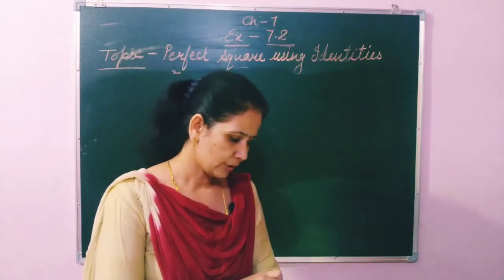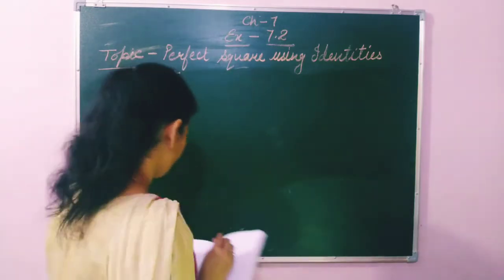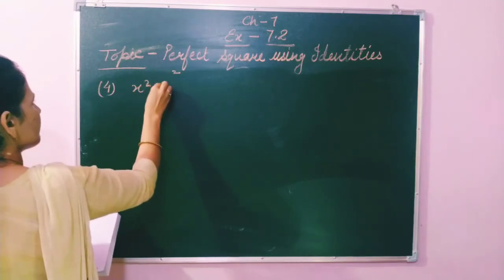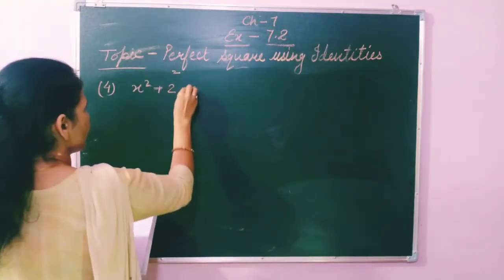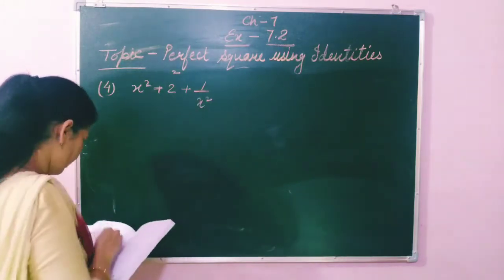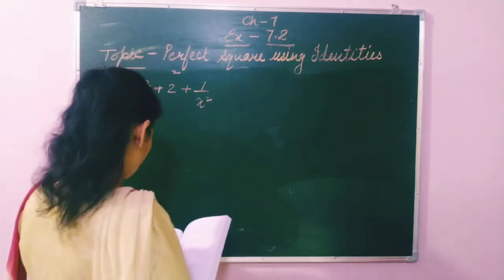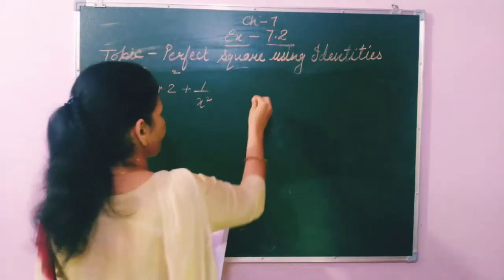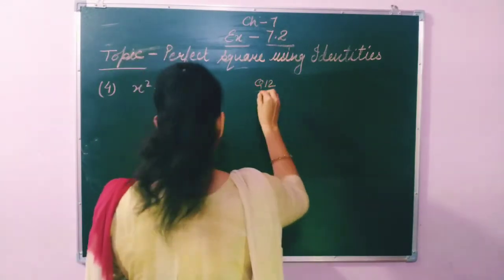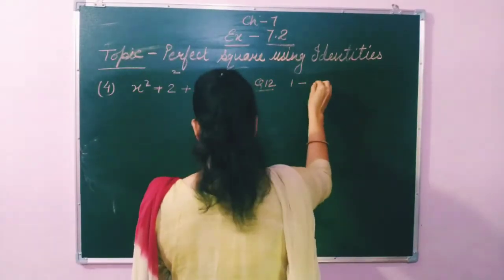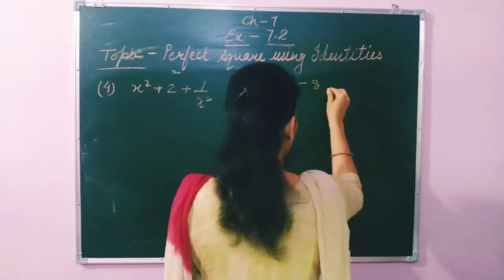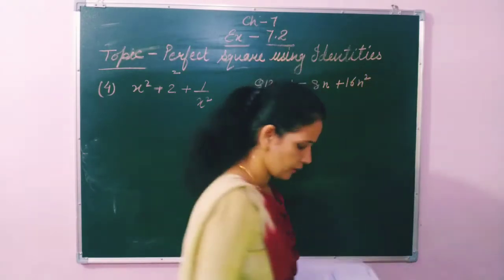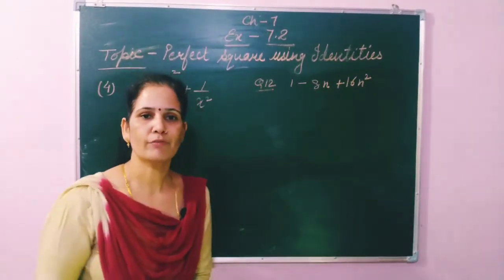Now I am going to take question number 4. In question number 4 they have given x square plus 2 plus 1 by x square, and one more part, question number 12. Question number 12 also I am going to solve today. That is 1 minus 8n plus 16n square. Okay, students, these two more parts I am going to explain from the same exercise.